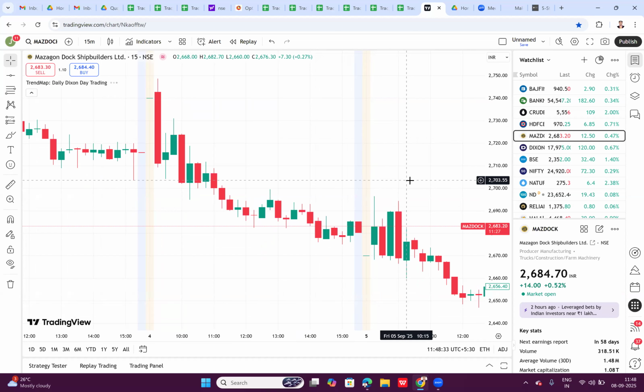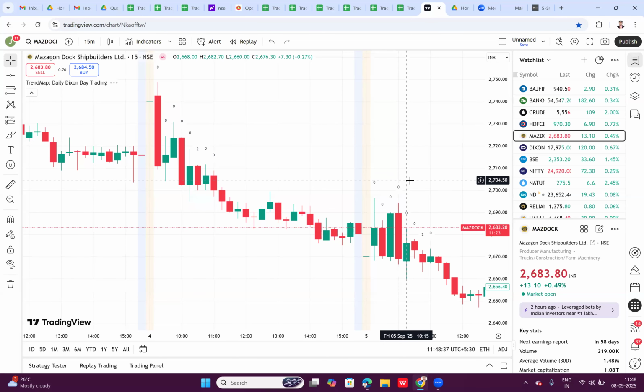I am repeating once again. First target in Dixon options is 30 points. Second target is time target. In Suzlon, first target is 20 paisa. Second target is 3:15. In MazDock, first target is 8 points and second target is 3:15 p.m. Okay, like this, MazDock also provides very good profit.